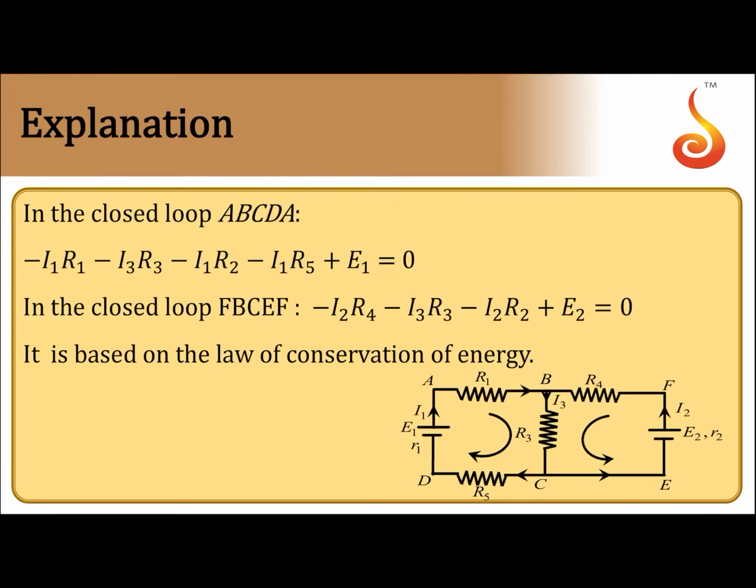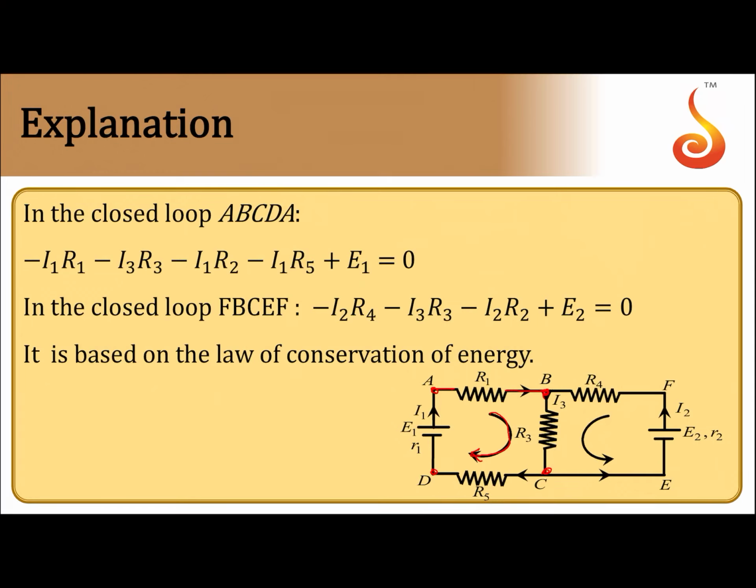To understand this, let us consider a simple example. Here there is a network involving resistances and EMFs. Let us consider application of KVL to the loop A, B, C, D, A. The direction of traverse is clockwise, as shown in the diagram.